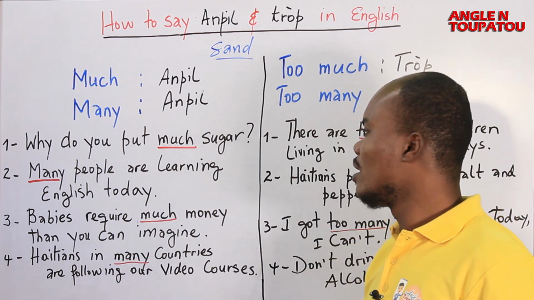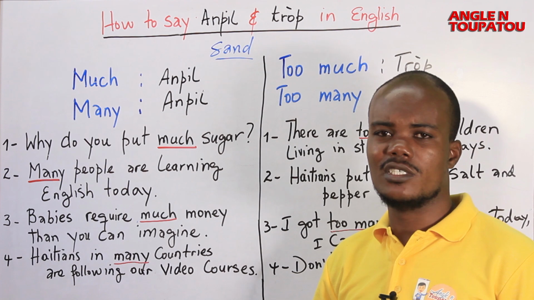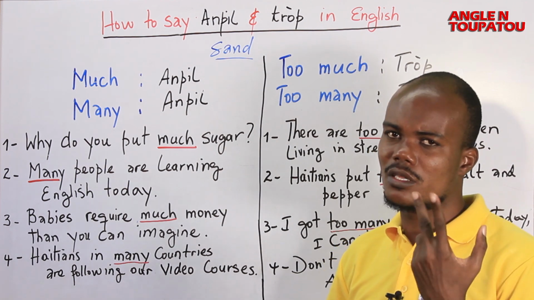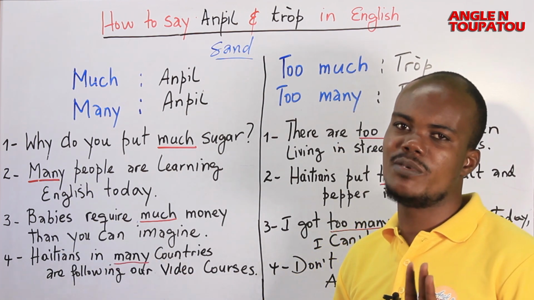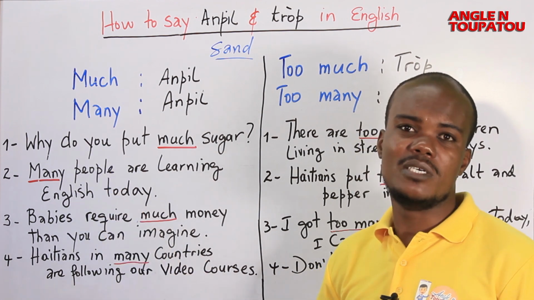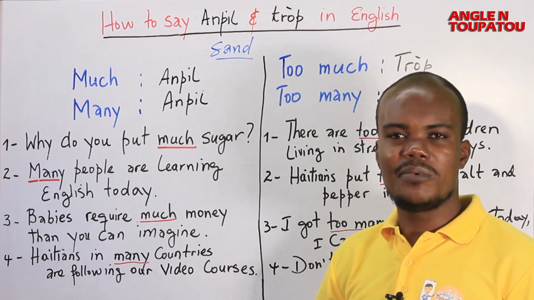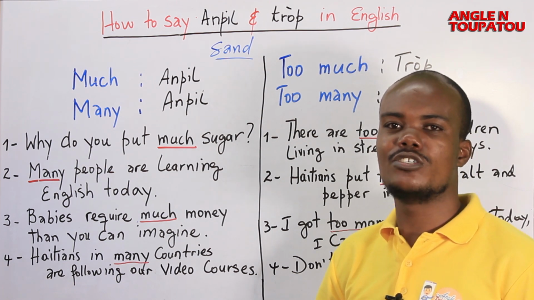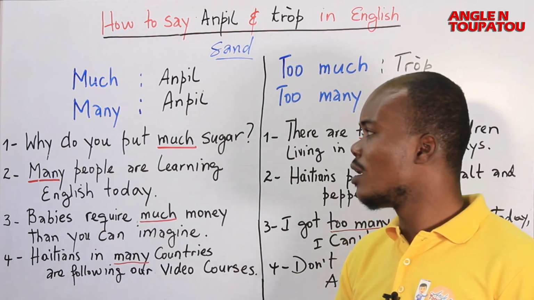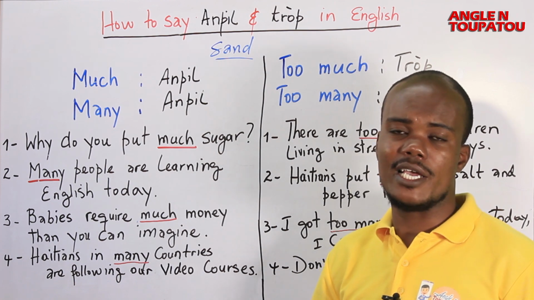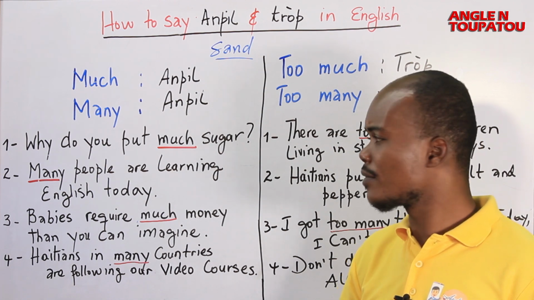Second example, many people. Can you count people? Of course. You can say one person, two people, three people. Yes. Many people. I cannot say much people because I can't count people. Many people are learning English today. Yes, it's a good choice.